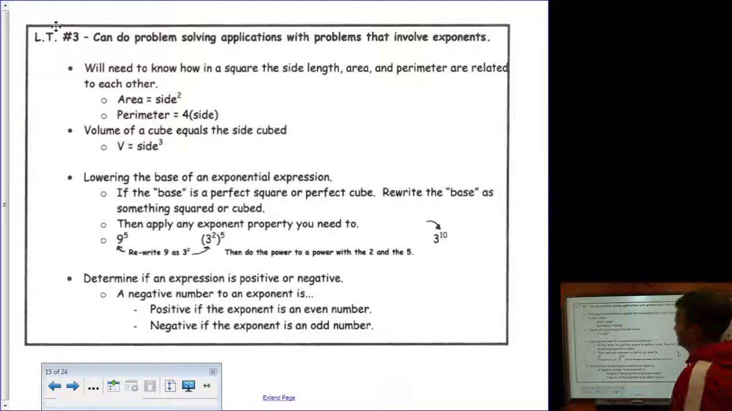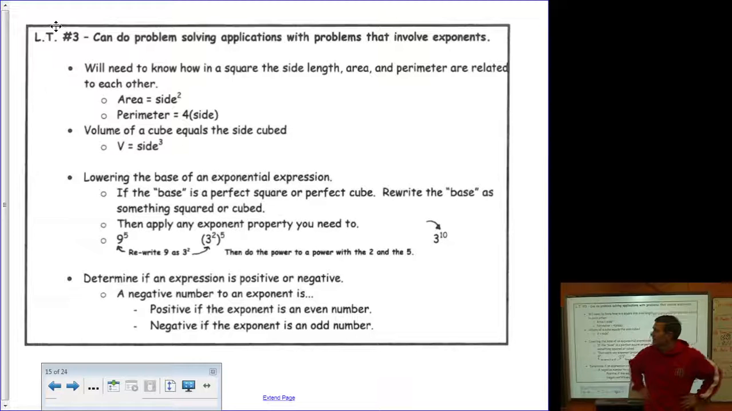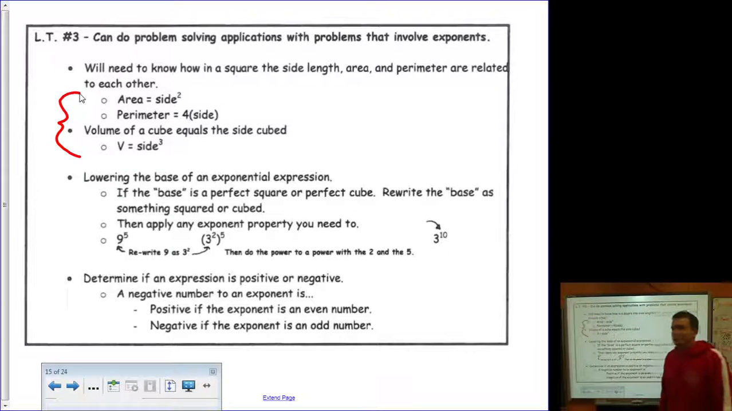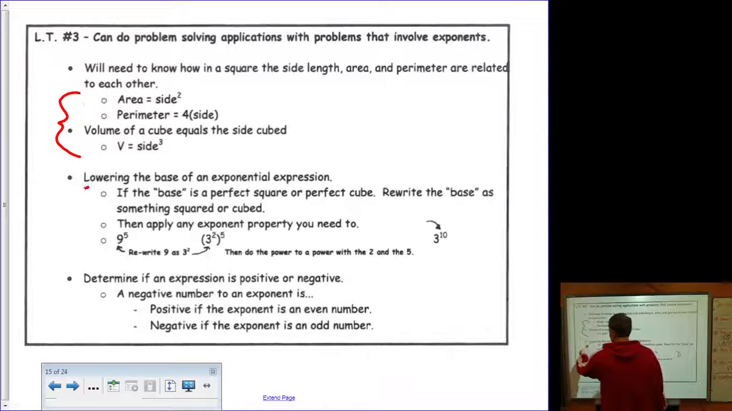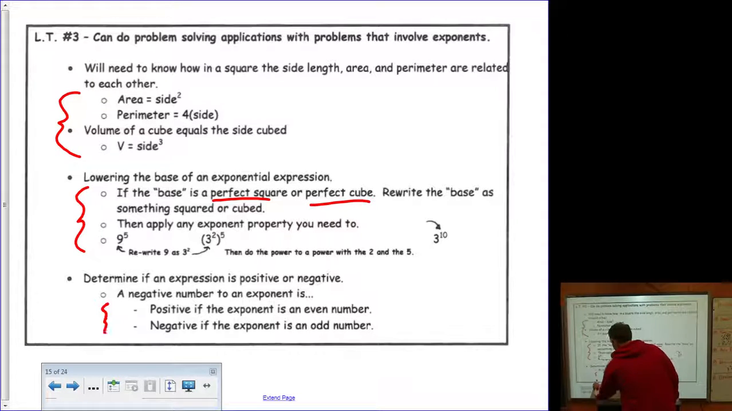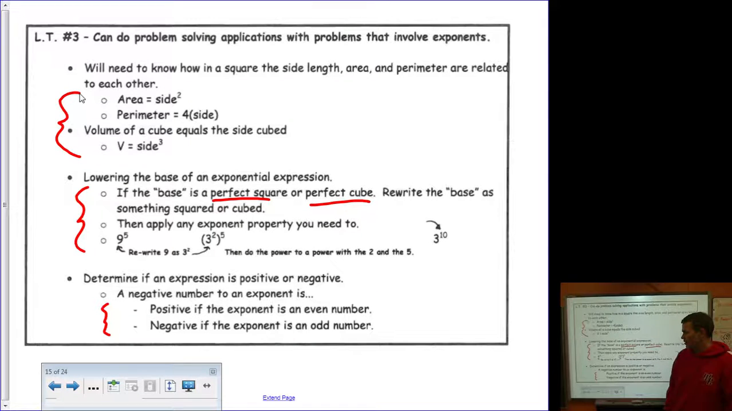All right, so this is practice on learning target number 3. Learning target number 3 uses these formulas. You will need to know those formulas. It also involves taking perfect squares and perfect cubes and rewriting them with a lower base. And it also involves you being able to determine if an expression is positive or negative. So there's a lot going on here. Let me show you the answers.